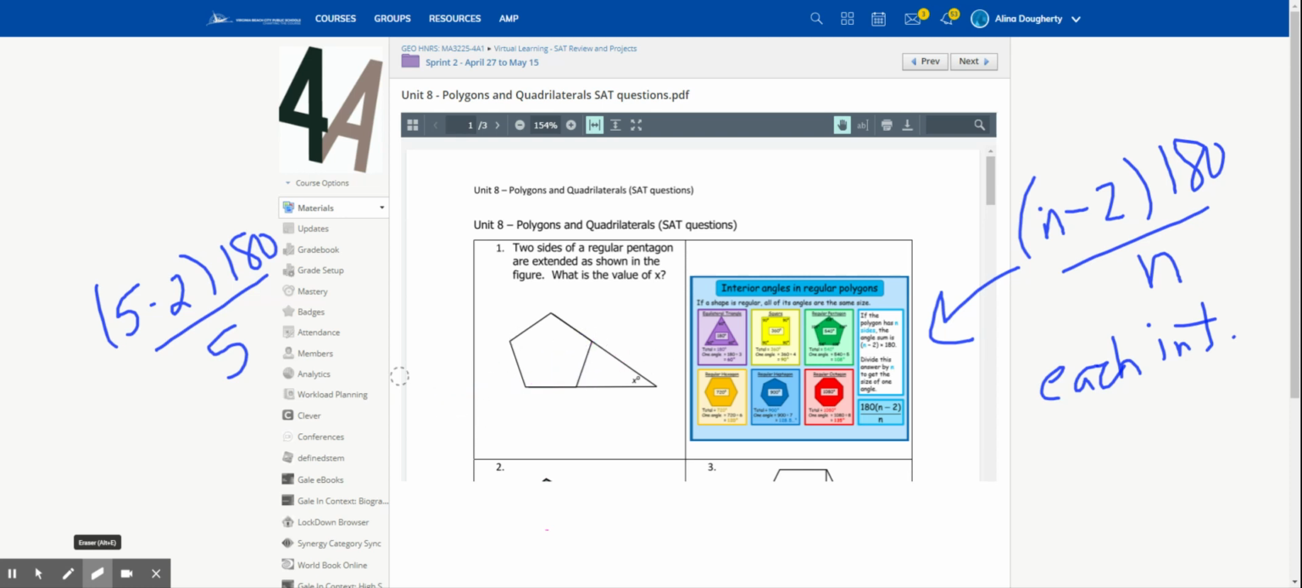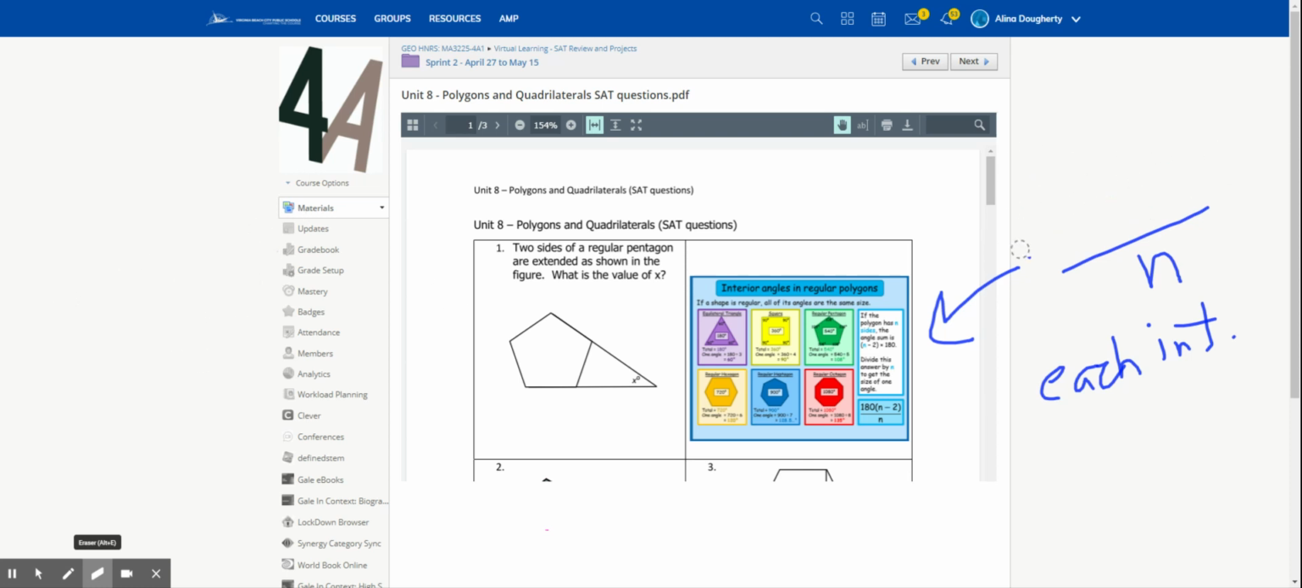You can Google or look at the top of your class folder to find the formula sheet you'll be given on the SAT. That formula is not on there usually, so you've got to memorize that guy.